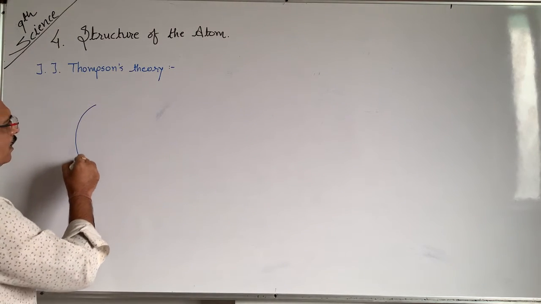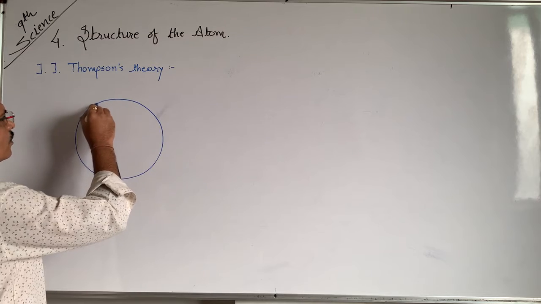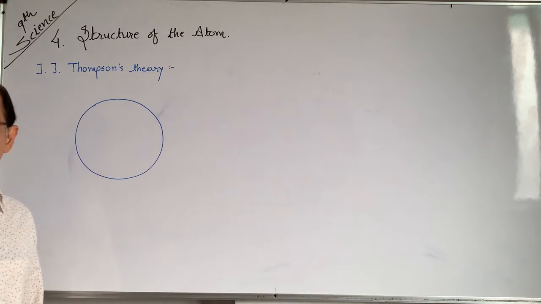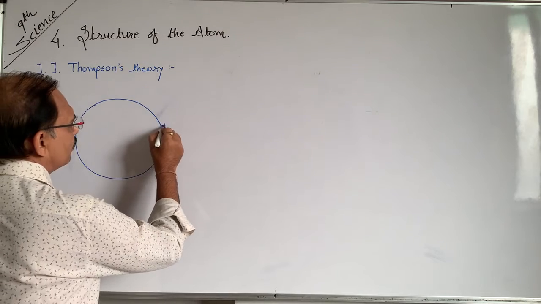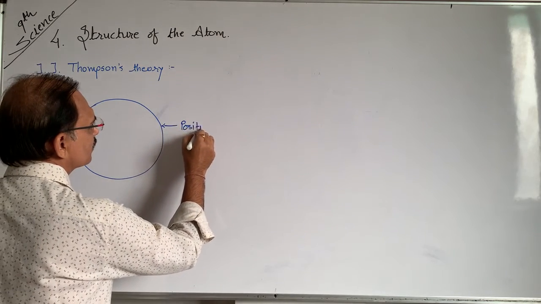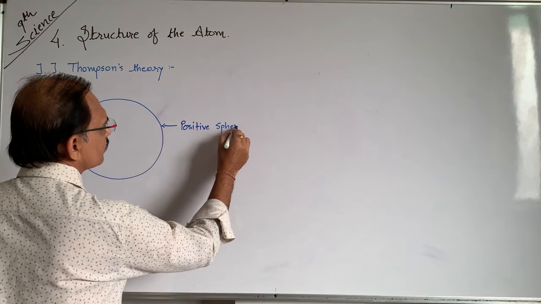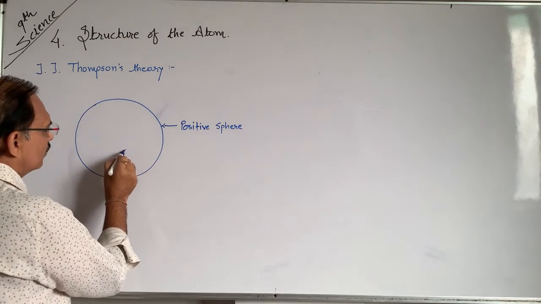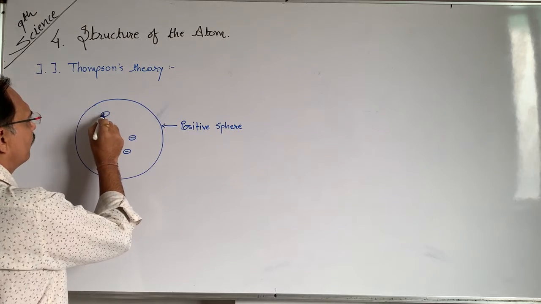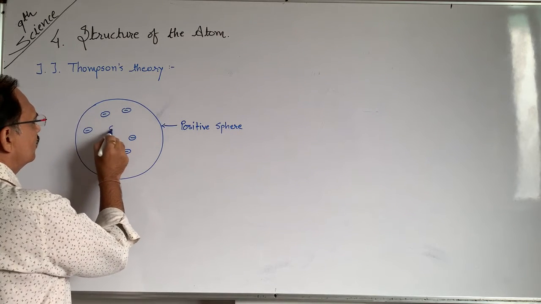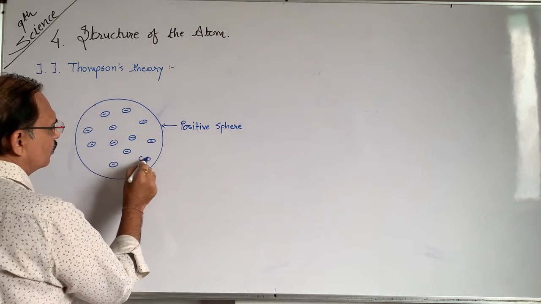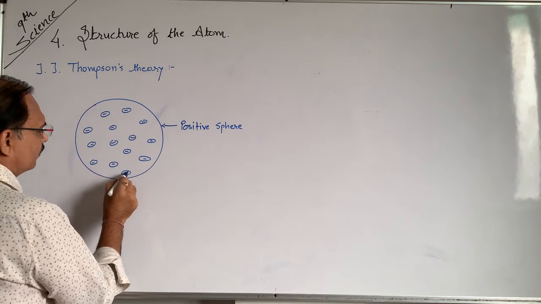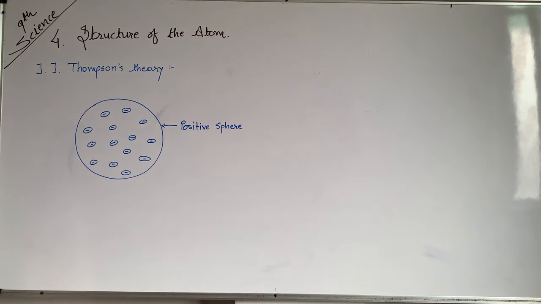He said that the atom is a positively charged pudding-like structure, and inside this pudding-like structure, electrons are embedded. So it is just like a sphere. This is the positive sphere, and inside it, electrons, negatively charged particles, are embedded. This is Thomson's model. Afterwards, this model was proved wrong, but this was the first step towards the discovery of the atom.